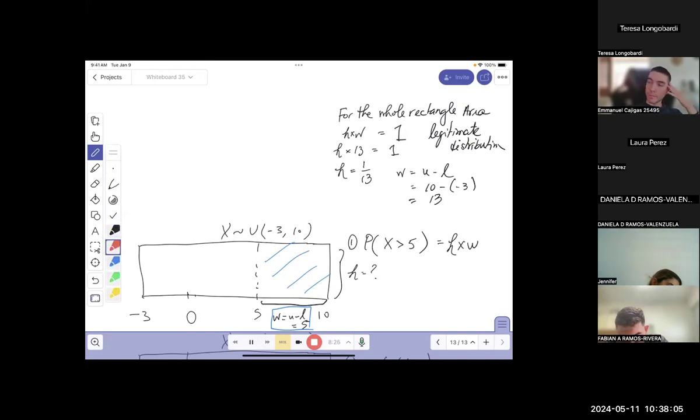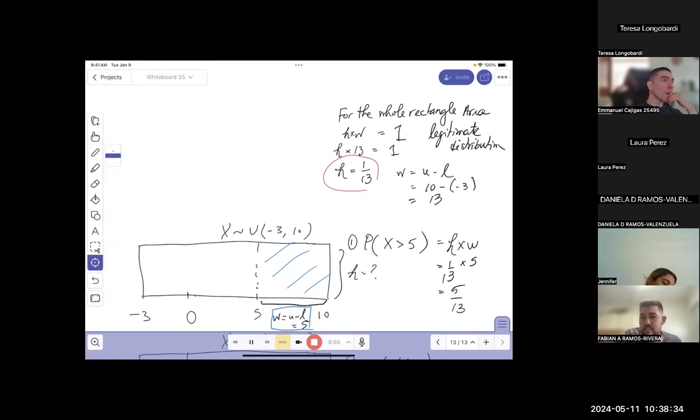So what you have to do is find out the parameters. Using the parameters, you find out the height. Looking in this local area, you find the width. So this is 1 over 13 times 5, or 5 over 13. So in a uniform distribution from -3 to 10, the probability that x is greater than 5 is 5 over 13.